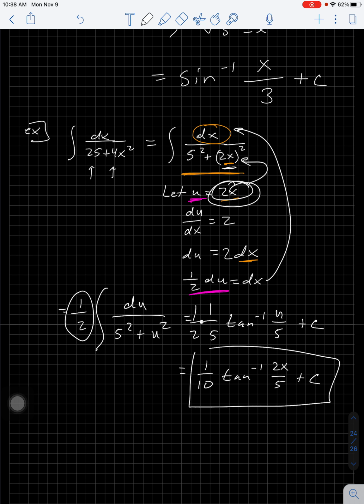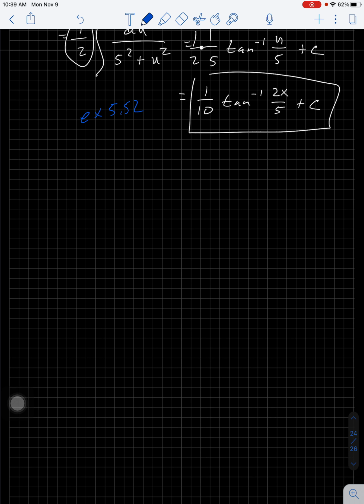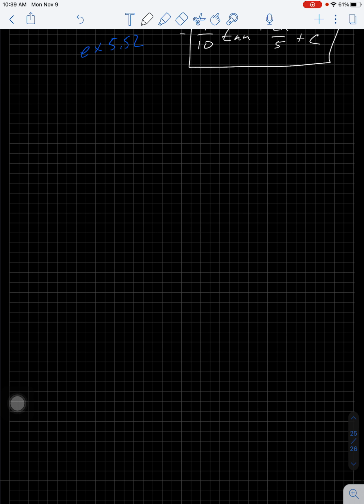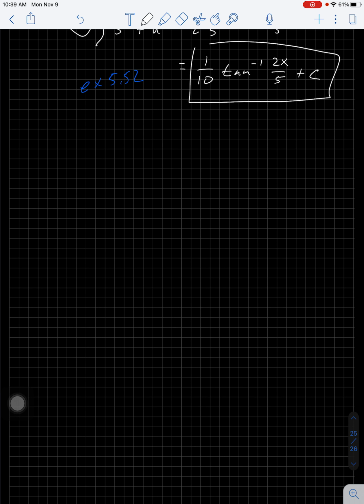So let's have you try one of those with just a small use of substitution. Example 5.52. All right, and next problem, there are going to be some definite integrals in here too. And this is where that domain issue is going to come in. So we'll walk through this.